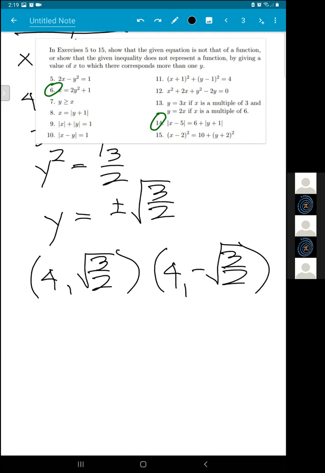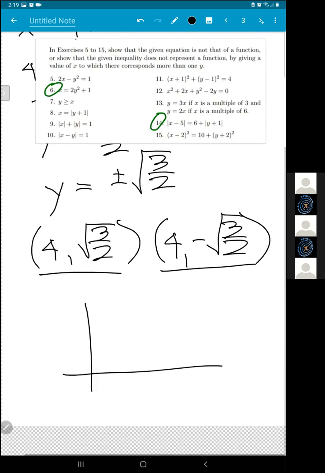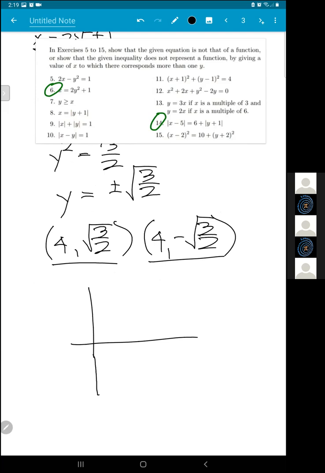Remember, for a function, it satisfies the following property that any two ordered pairs do not have the same x coordinate. And here we have two ordered pairs. They are different ordered pairs for which their x coordinates are the same. So that the point, okay, if we plot those points, they are part of the graph. One is at 4 square root of 3/2, and another at 4 negative square root of 3/2.